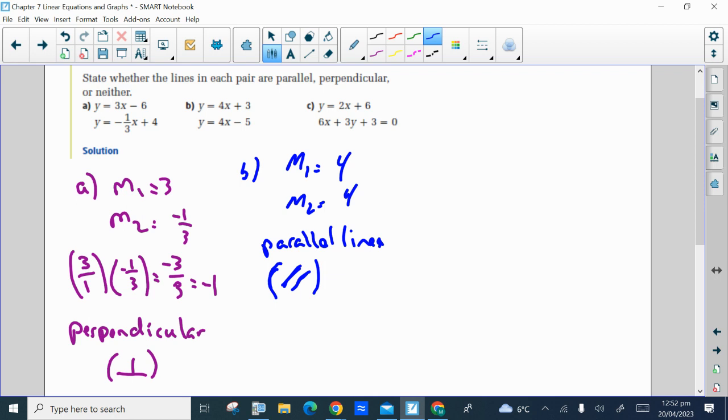All right, looking at question C. Do we know the slope of line 1, Chloe? What is it? Right. That line is in slope-intercept form, so we know the slope of it is positive 2. Sal, do we know the slope of the second line? Why not? It's in general form, not in slope-intercept form. So Cheney, how do we put it in slope-intercept form?